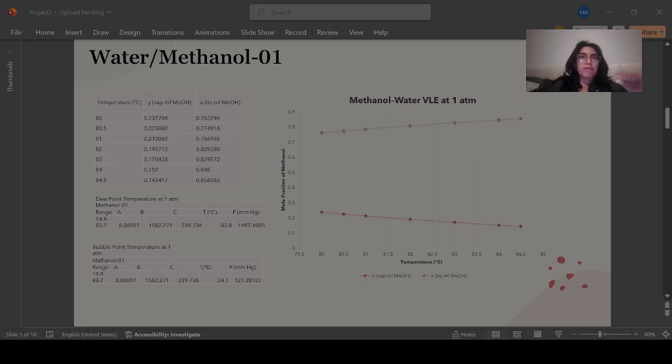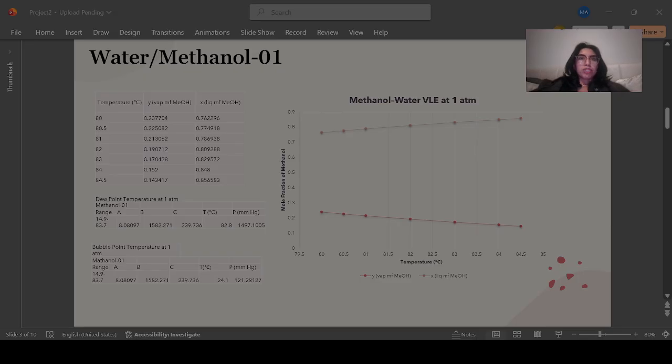At this point, the vapor that forms is mostly methanol, about 84% methanol and 60% water. This also shows methanol's higher volatility, because even when the liquid is 50-50, the vapor that forms is strongly methanol rich. For the dew point, I used a vapor mixture that was 50% methanol and 50% water again.